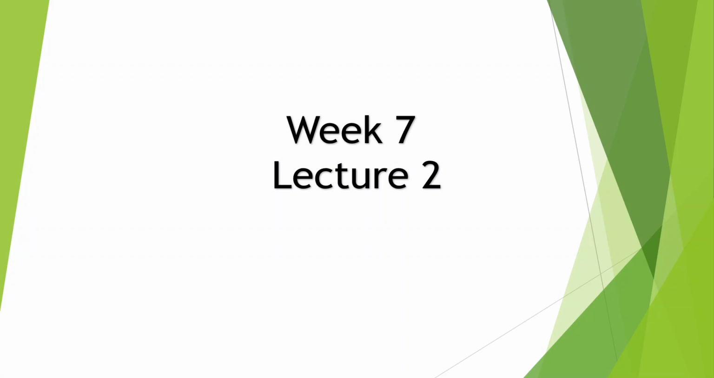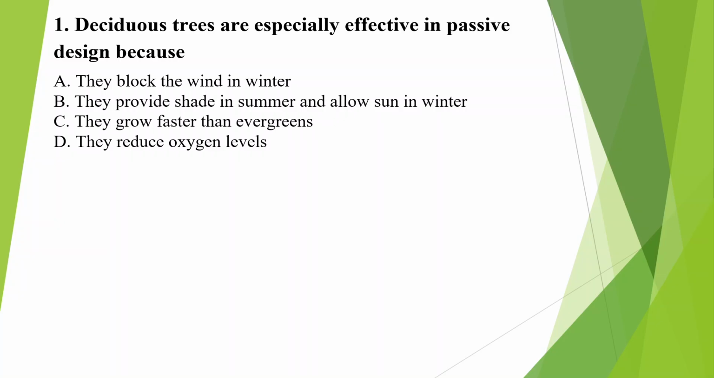So with this, all the sample problem questions for lecture 1 of week 7 have been completed, and now we will be discussing some of the sample problem questions that can be formed based on the lecture 2 week 7 content. So here's the first question for you all. Let's see who can answer. This deciduous tree is especially effective in passive design because... This is a very interesting question, and I hope all of you will be able to answer it. Question number 1.